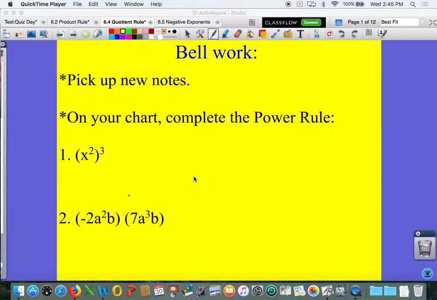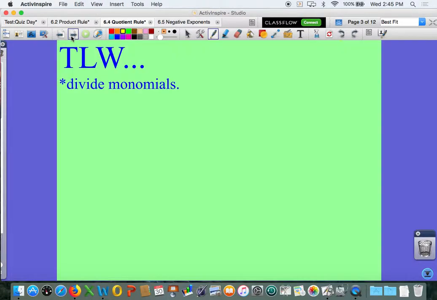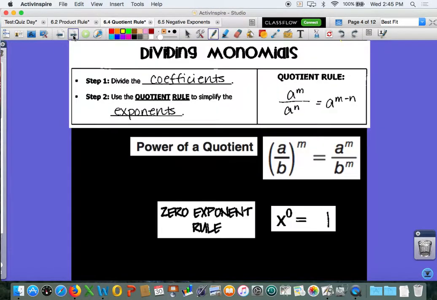All right, guys, so this is lesson 6.4, dividing monomials, which is also using the quotient rule for exponents. As you can see in our notes, we're dividing the coefficients, but we're going to subtract our exponents. Please remember, in the previous lesson, we learned about the power of a quotient and the zero exponent rule. We're going to be using both of those today.